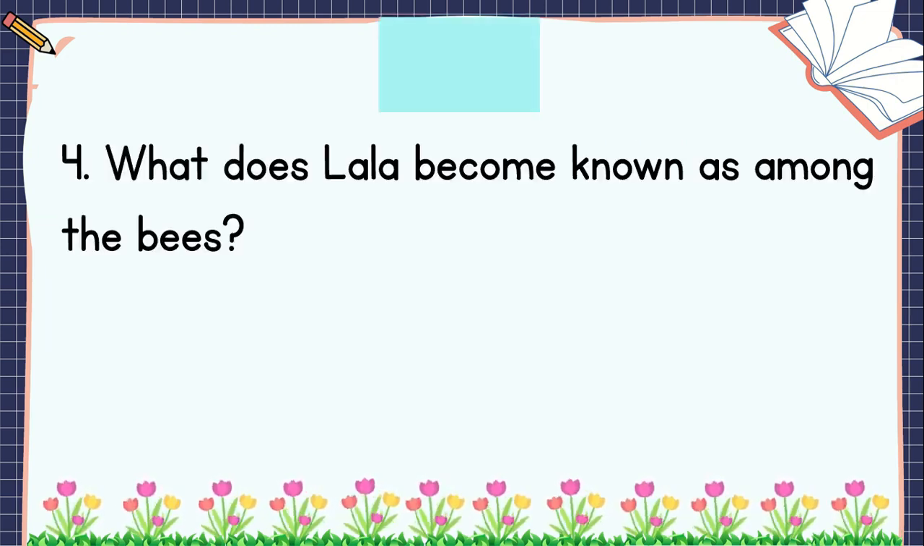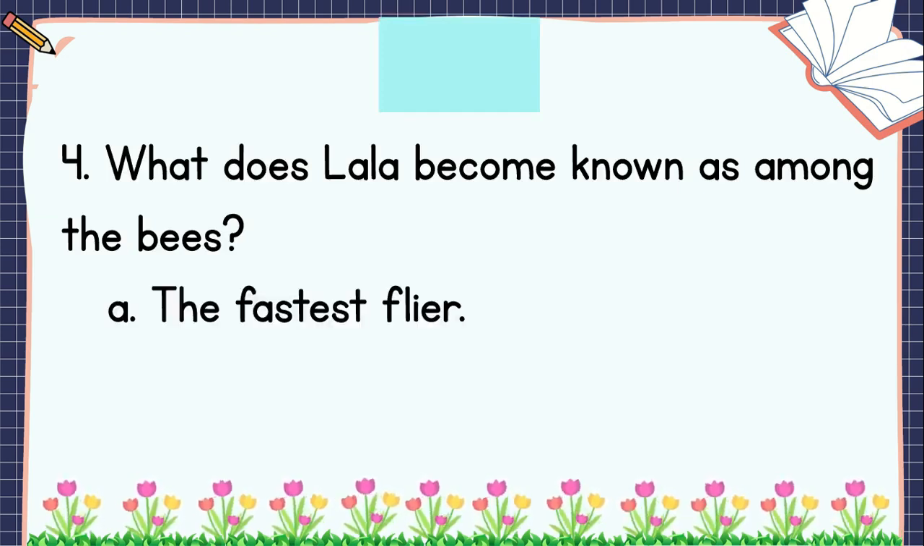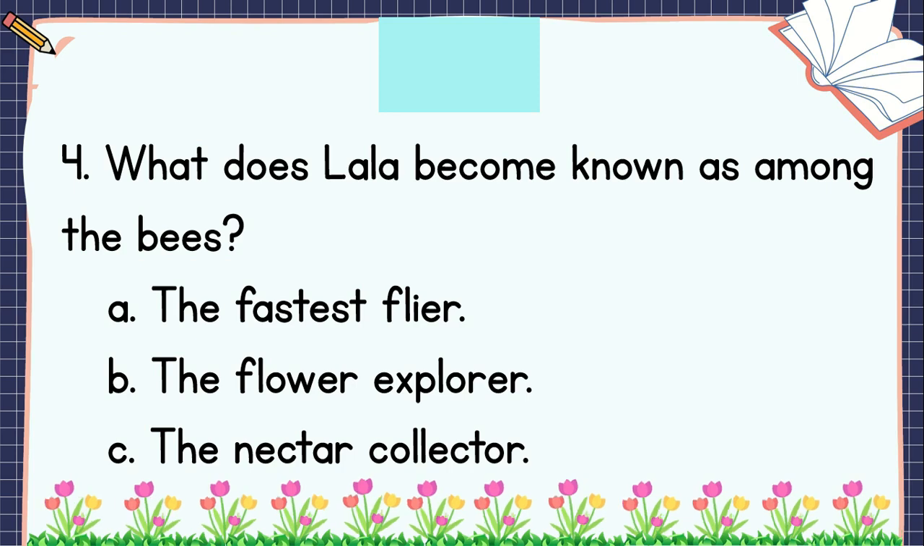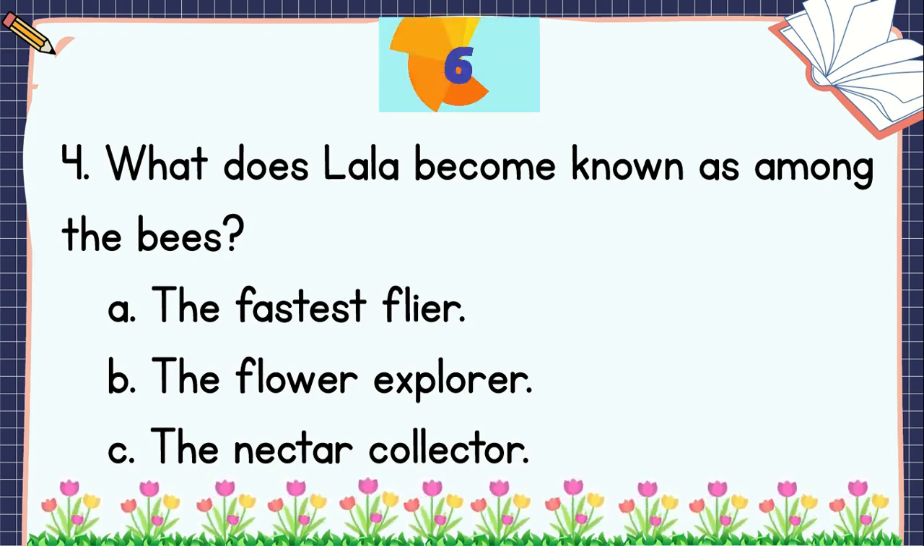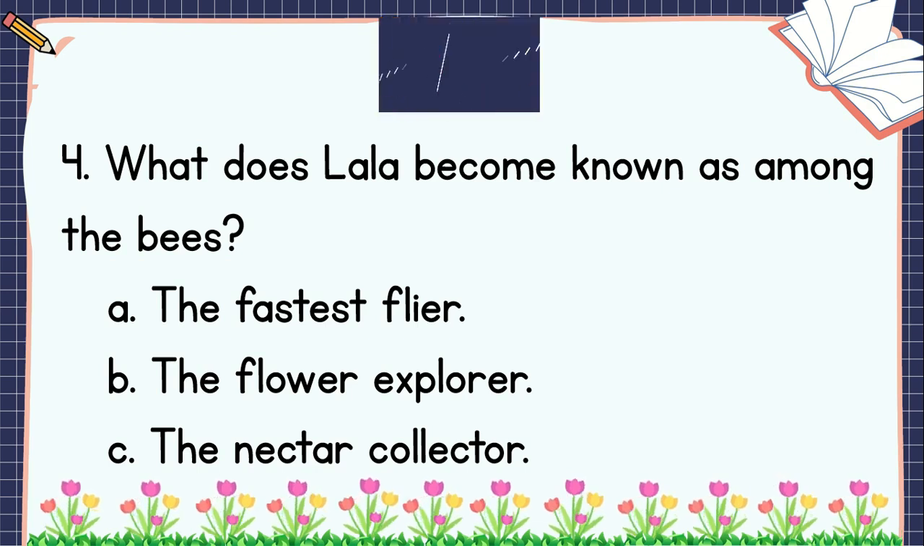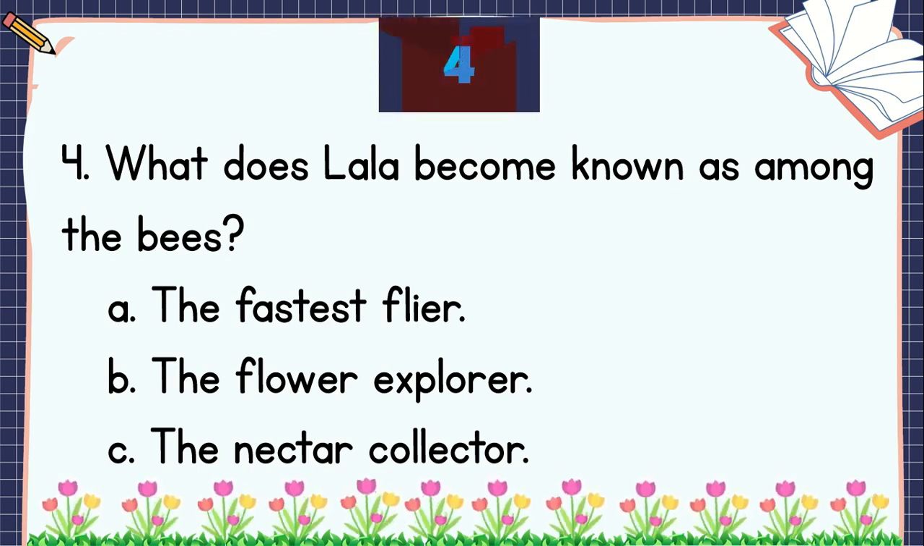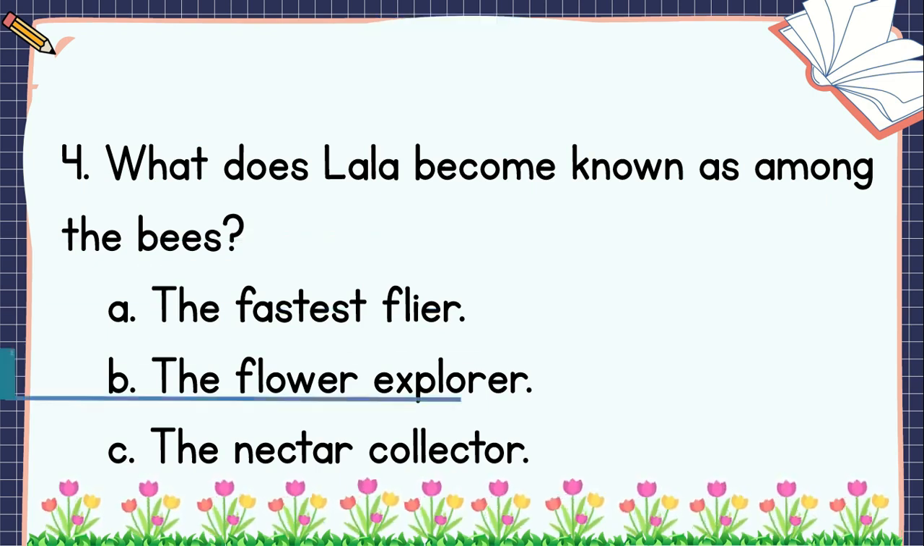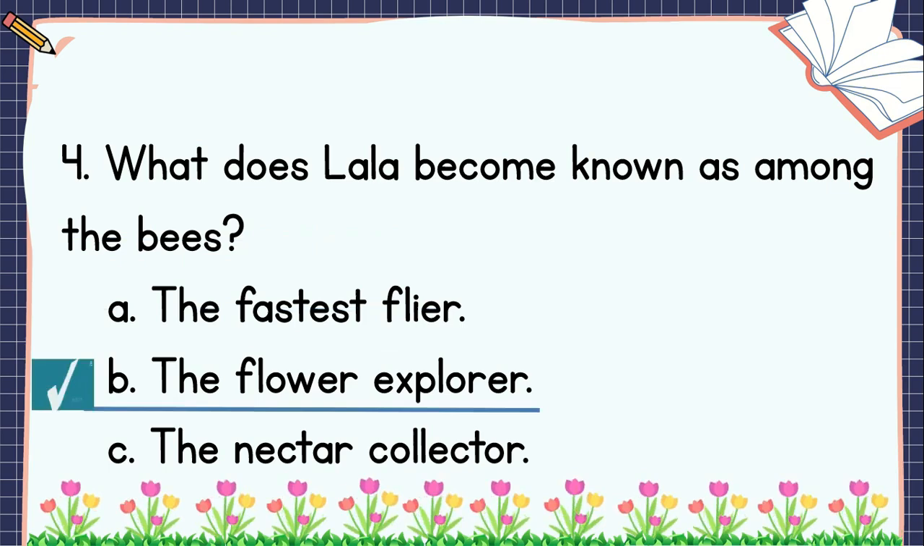Number 4. What does Lala become known as among the bees? A. The fastest flyer. B. The flower explorer. C. The nectar collector. You're right. The correct answer is letter B, the flower explorer.